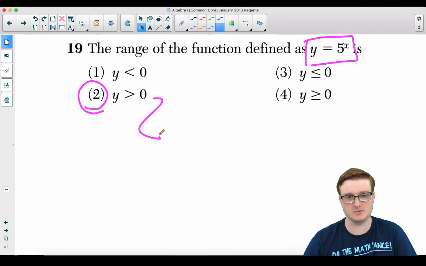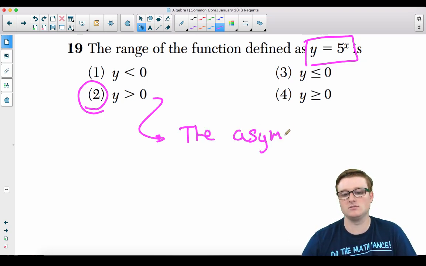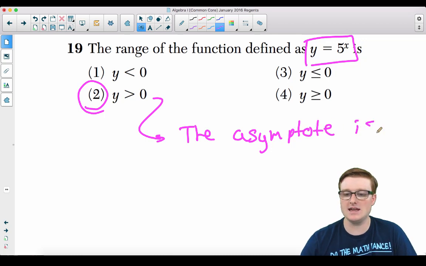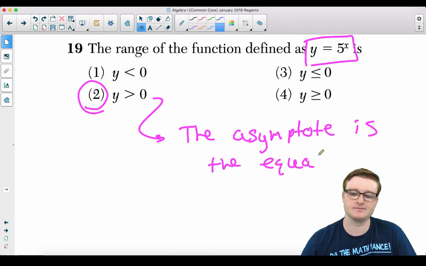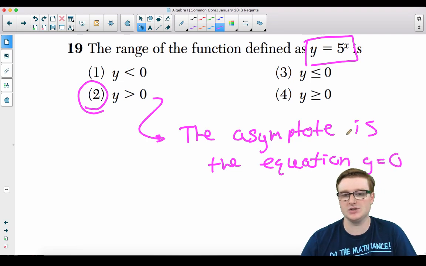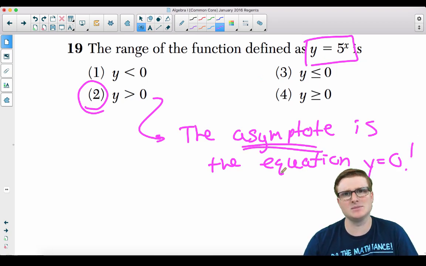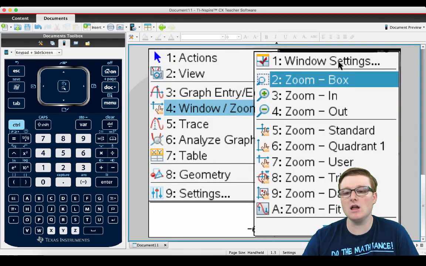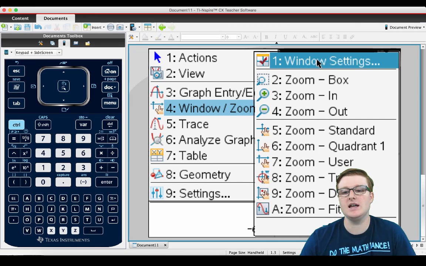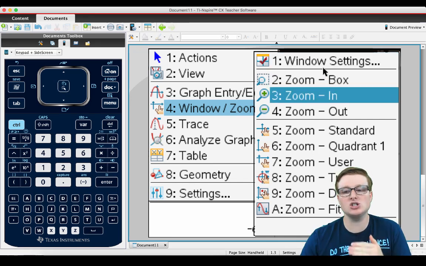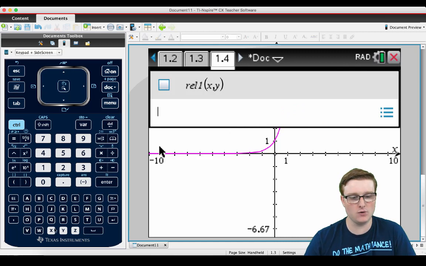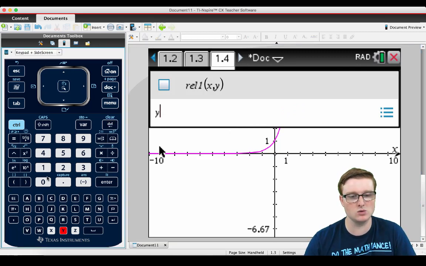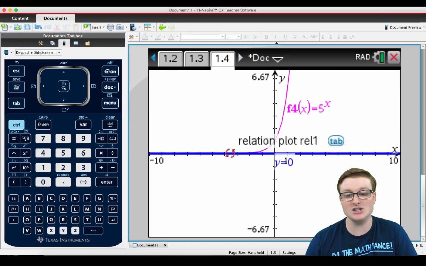And I want to talk about this. This is the answer because the asymptote is the equation y equals 0. Now, if you haven't heard of it yet, what in the world is an asymptote? Well, an asymptote is just a value of a line or some sort of an equation where the function slowly and slowly approaches that value. So, for example, if I type in the equation y equals 0, that is your asymptote.